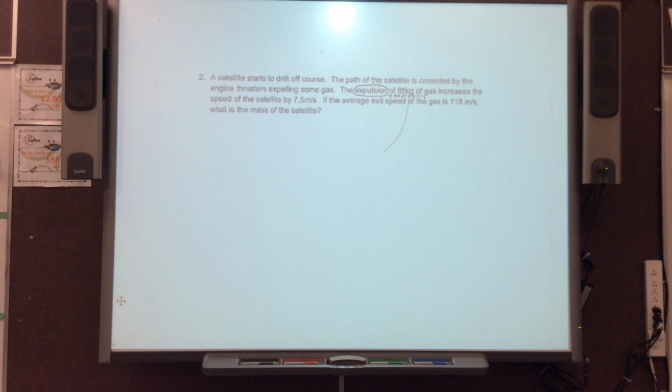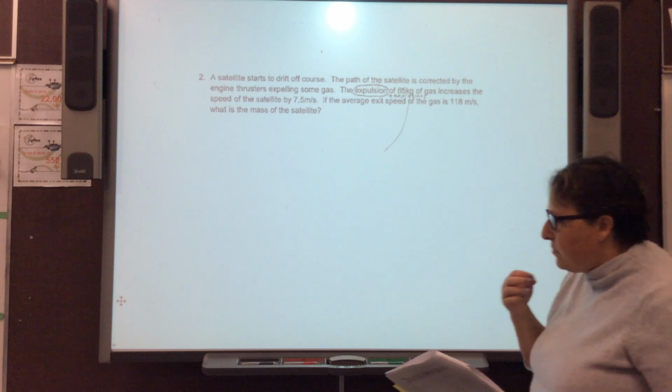Okay. A satellite starts to drift off course. The path of the satellite is corrected by the engine thrusters expelling some gas. The expulsion, which is another code word for explosion, of 65 kilograms of gas increases the speed of the satellite by 7.5 meters per second. If the average exit speed of the gas is 118 meters per second, what is the mass of the satellite?